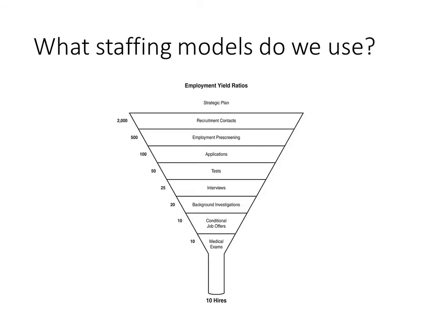This visual helps explain a multiple hurdle system. Imagine we're hiring a manager at a Fortune 100 company. We make 2,000 contacts with potential applicants, people who are interested in the position. Of those 2,000, we screen 500 of them, and we get 100 applicants. We test 50 of them.